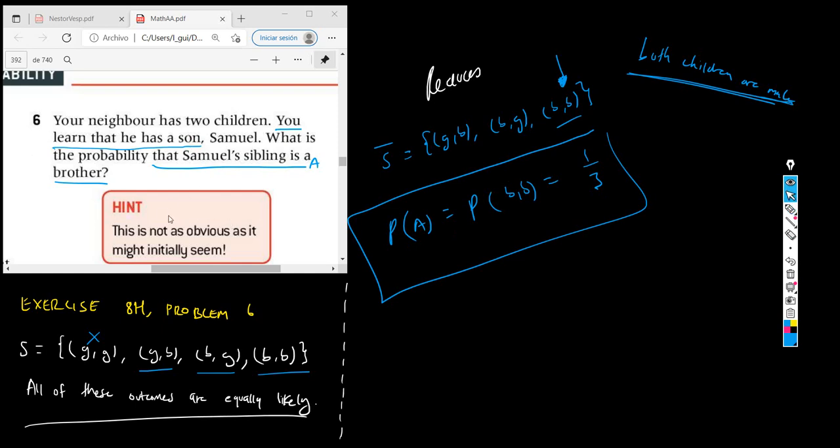Although this is a classic problem, that's why they put here: hint, this is not as obvious as it might initially seem. Because a lot of people go with the first thing that they think, and they answer this one wrong. But this is the solution. It's 1/3. So that takes care of this problem.